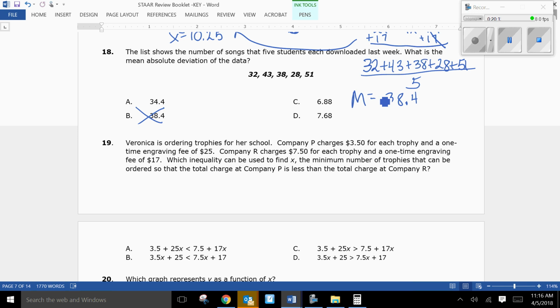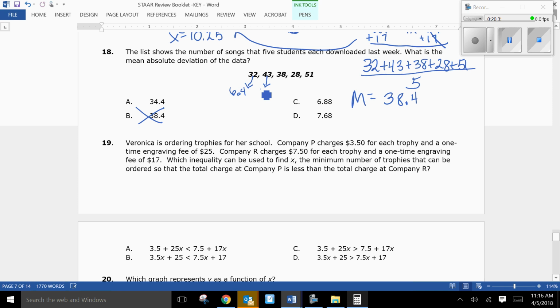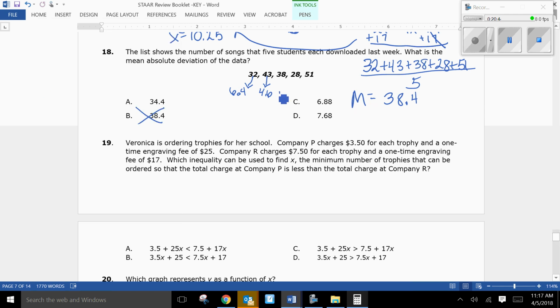Okay, so this 32 is 6.4 away. 43, I'm going to have to subtract that. So I'm going to come here. I'm going to do 43 minus 38.4 is 4.6 away. 38. So 38 is 0.4 away.